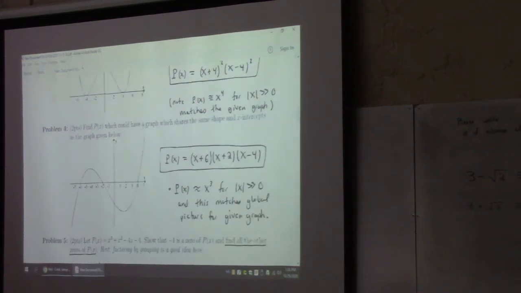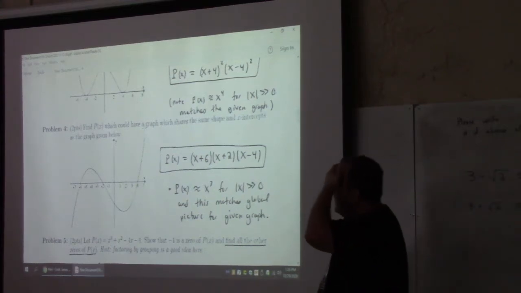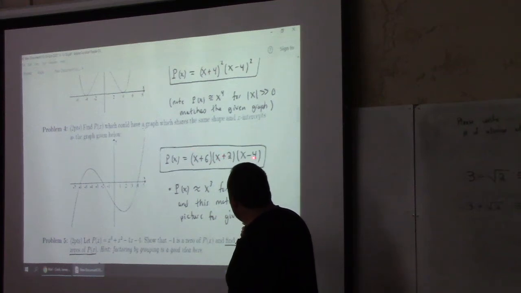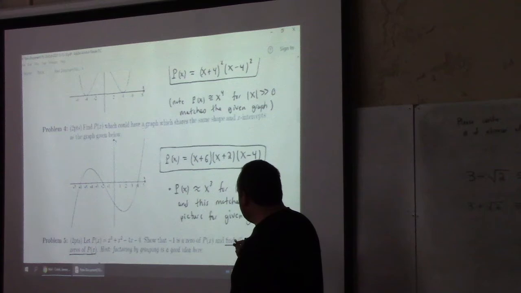And this one, we've got a crossing at minus 6. We've got a crossing at minus 2, a crossing at 4. So I can just use x plus 6 times x plus 2 times x minus 4, like that. And it looks like x cubed overall, so it's got the right sign, right?